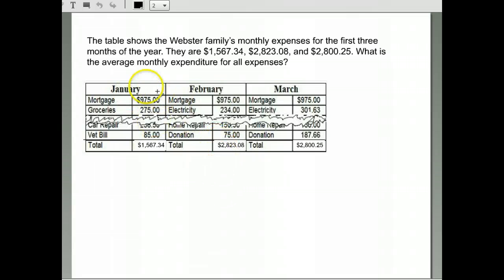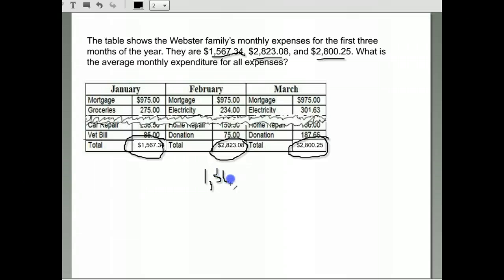Alright, here once again is the bottom of their monthly expenditures. It says they spent each of these amounts, $1,567.34, $2,823.08, and $2,825. What's the average monthly expenditure for all of their expenses? So notice there are those numbers. They totaled them at the bottom. All we have to do is average the 3 months.